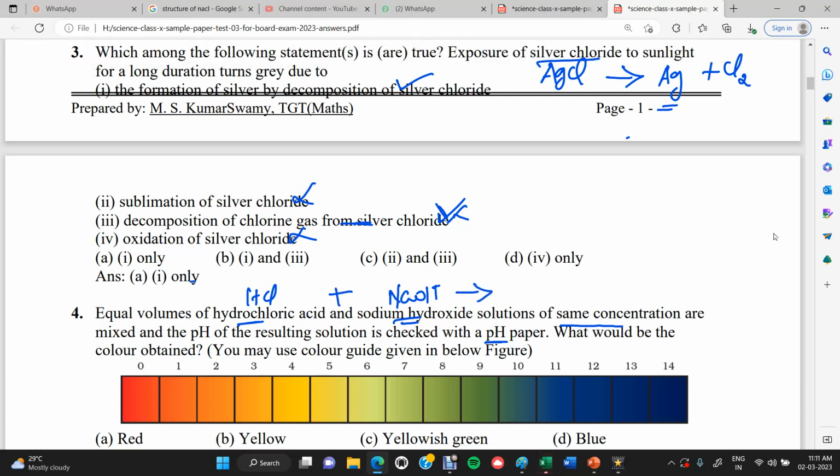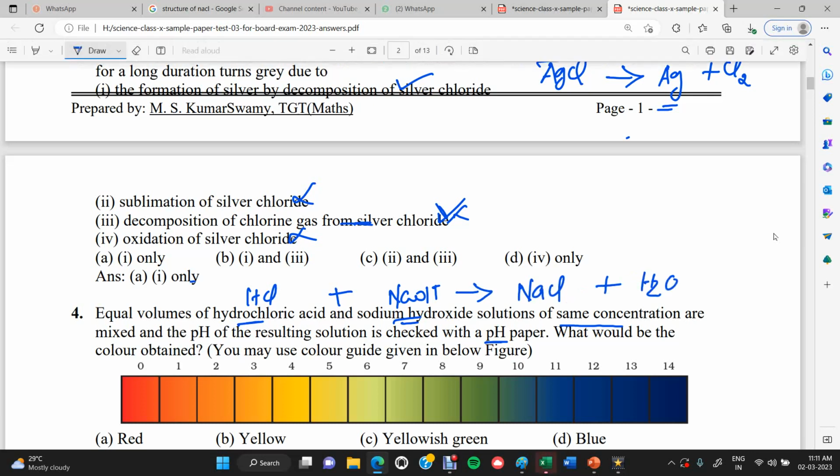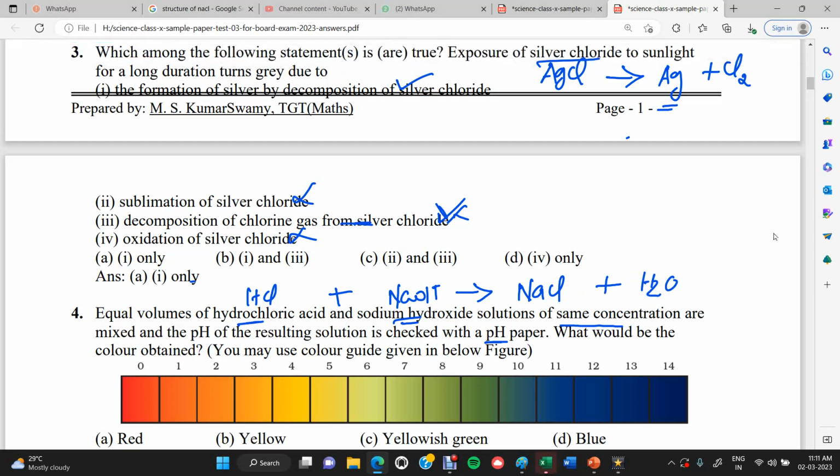So what happens then? Let us complete the reaction. The reaction will be NaCl plus H2O. So acid plus base gives salt and water. Right, this is a neutralization reaction. The pH of the resulting solution is checked with the pH paper. What would be the color obtained? So they had given the colors, right? What would be the color obtained? That is what we have to give.